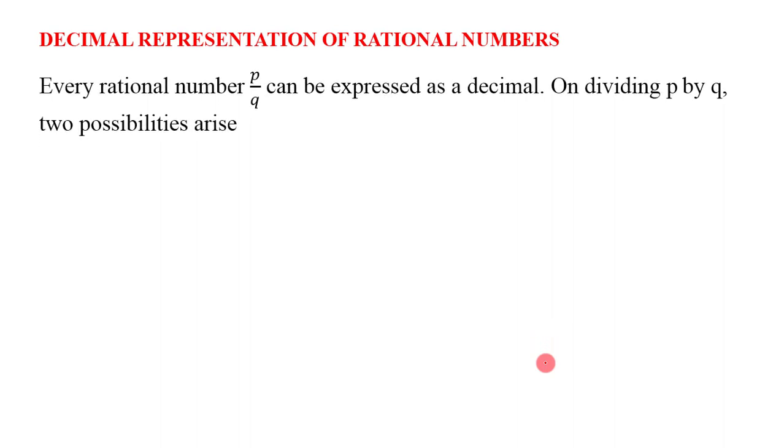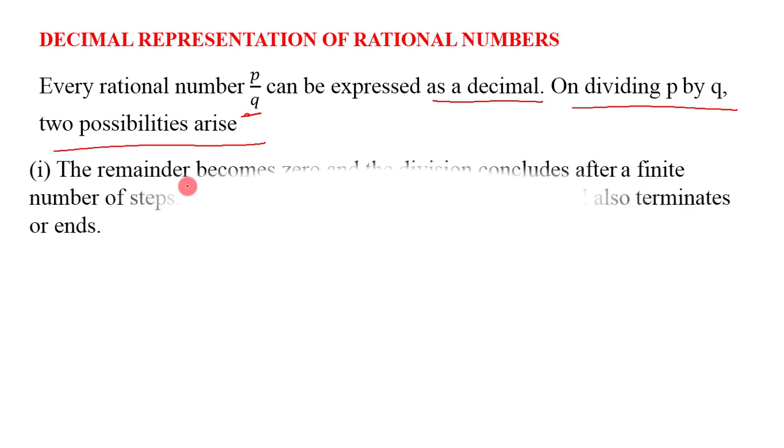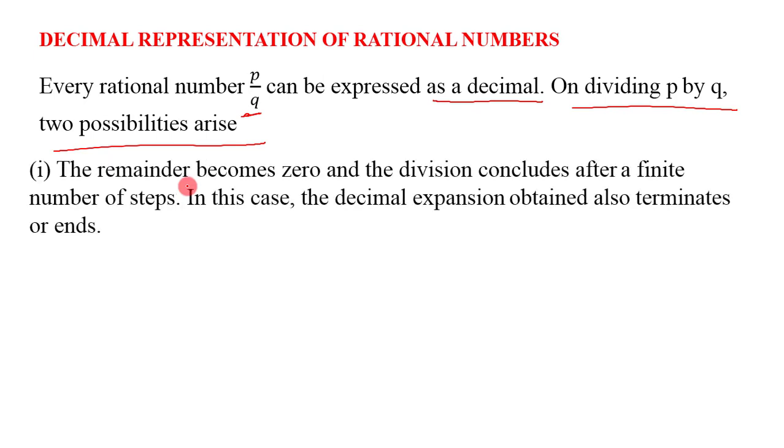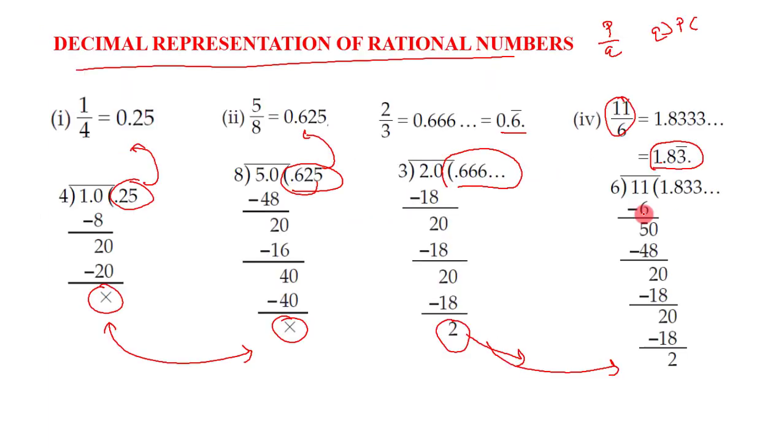Every rational number in the form p by q can be expressed as a decimal on dividing p by q. There are two possibilities. The first one is that the remainder becomes 0. That means the division completes after a finite number of steps. In this case, the decimal expansion obtained also terminates or ends. The first two examples are suitable for the first case, where the division process completes.